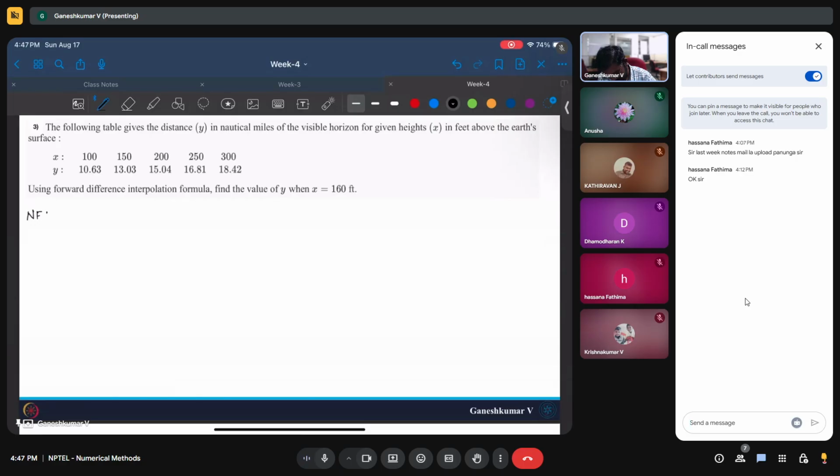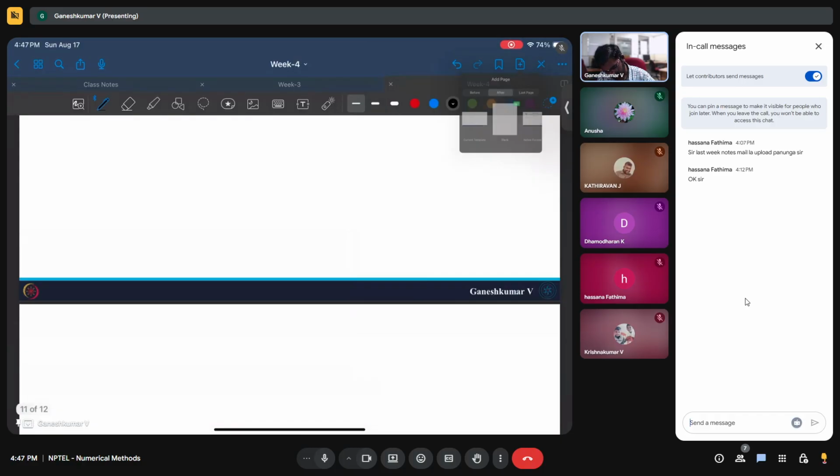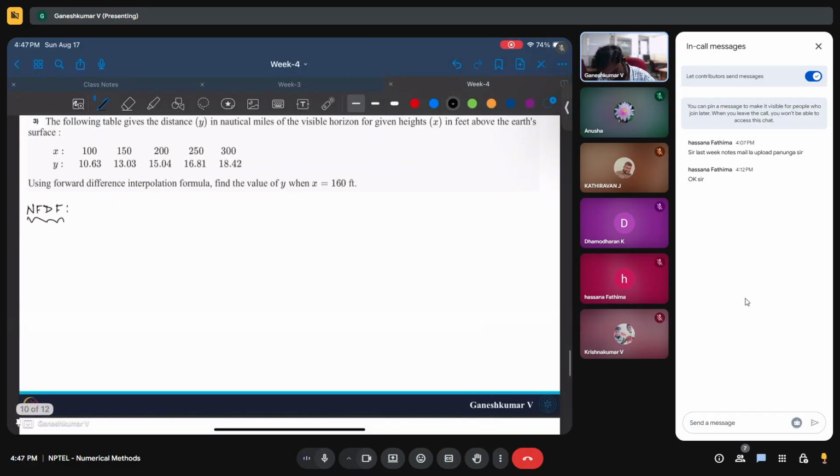Newton's forward difference formula. So maybe we will first draw the table. First you have x and y. You have 100, 150, 200, 250, and 300. Then your y is 10.63, 13.03, 15.04, 16.81, and 18.42.